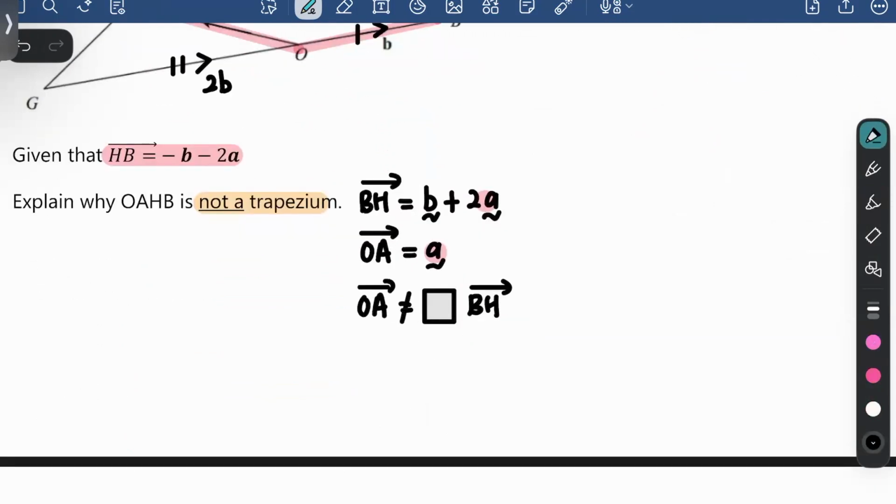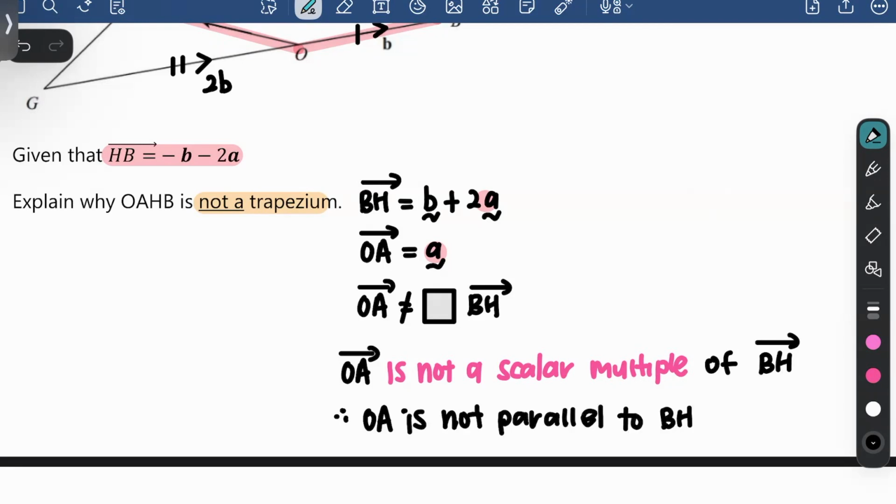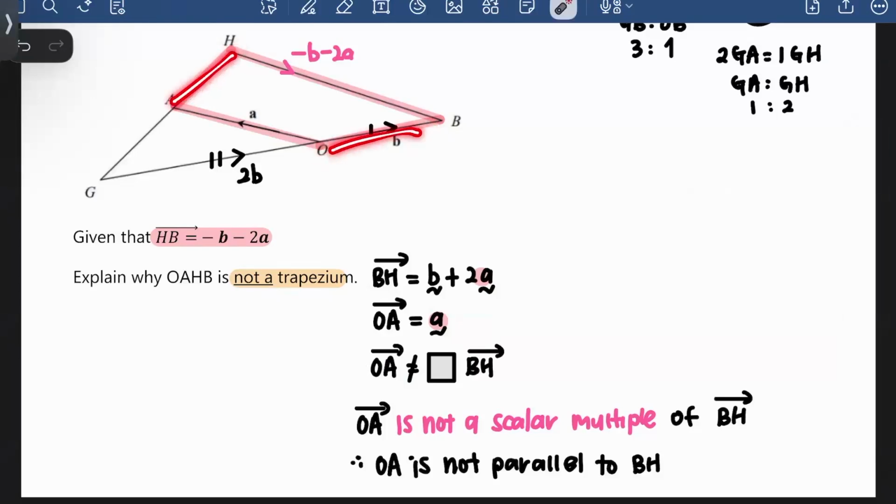But how do we answer this? Okay, you must tell me that OA, important keywords in red or pink, is not a scalar multiple of BH. Can you see this? So because I do this, my conclusion is OA is not parallel to BH. So since they are not parallel, then opposite direction also not parallel. Then very clear cut, AH is also not parallel to OB. This one very obvious. I can see for myself, right?